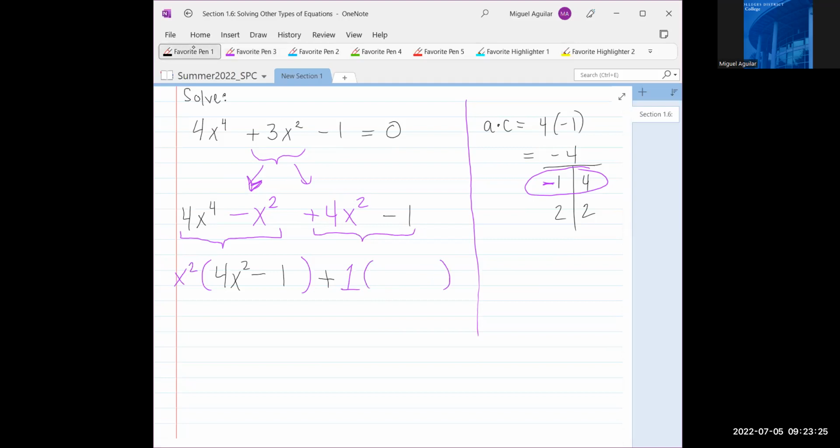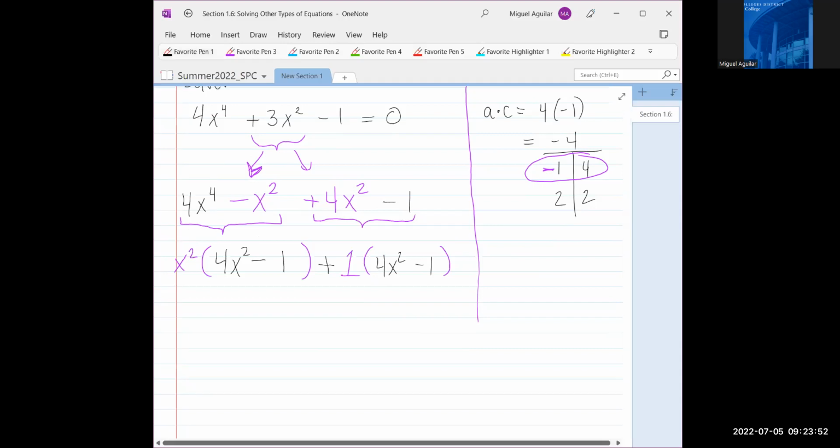And then what goes in the parentheses? 4x squared minus 1, or x squared minus 1 again. You could just transplant that over from the other set of parentheses if you didn't want to do too much thinking, but then you go ahead and multiply that out and make sure that it makes sense. 1 times 4x squared is going to give you 4x squared. 1 times -1 is going to give you the -1, so that works out.